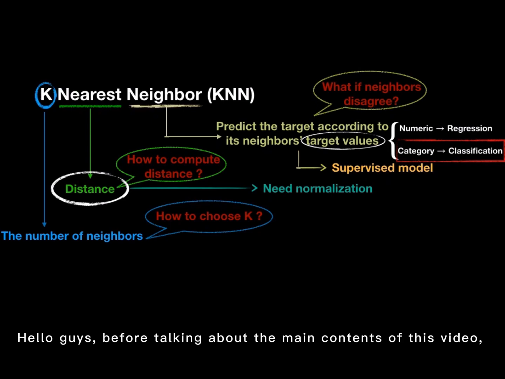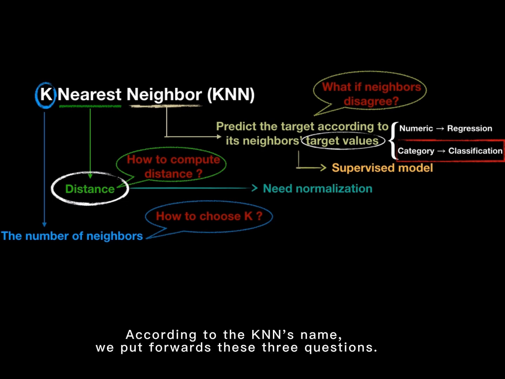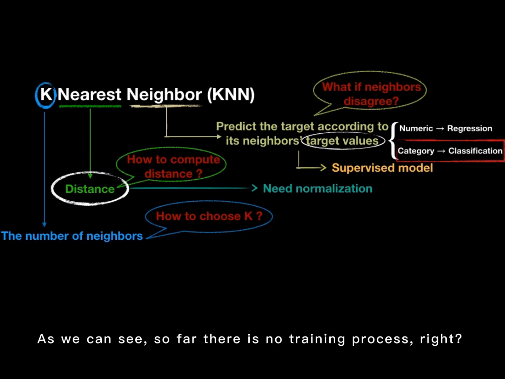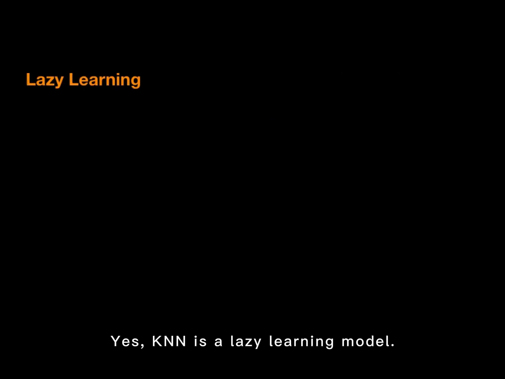Hello guys, before talking about the main content of this video, let's recap the last video's content briefly. According to the K nearest neighbor's name, we put forward these three questions. As we can see, so far there's no training process, right? Yes, KNN is a lazy learning model.